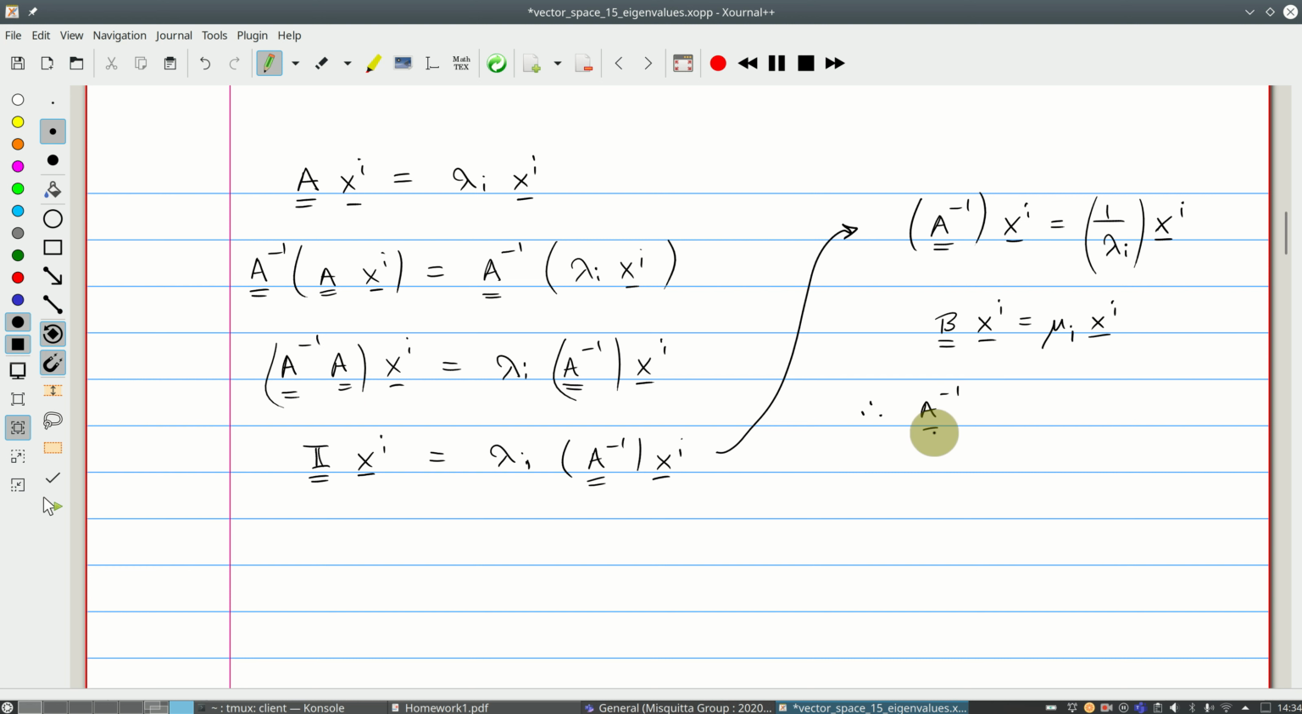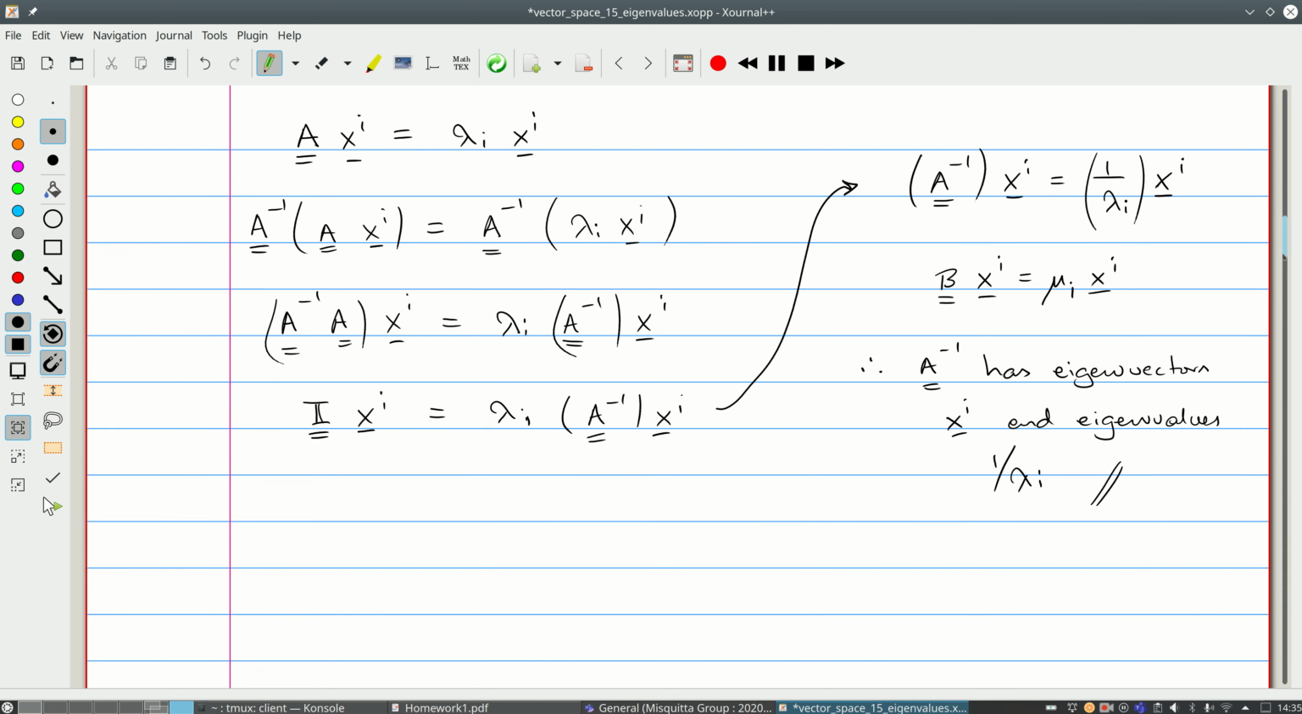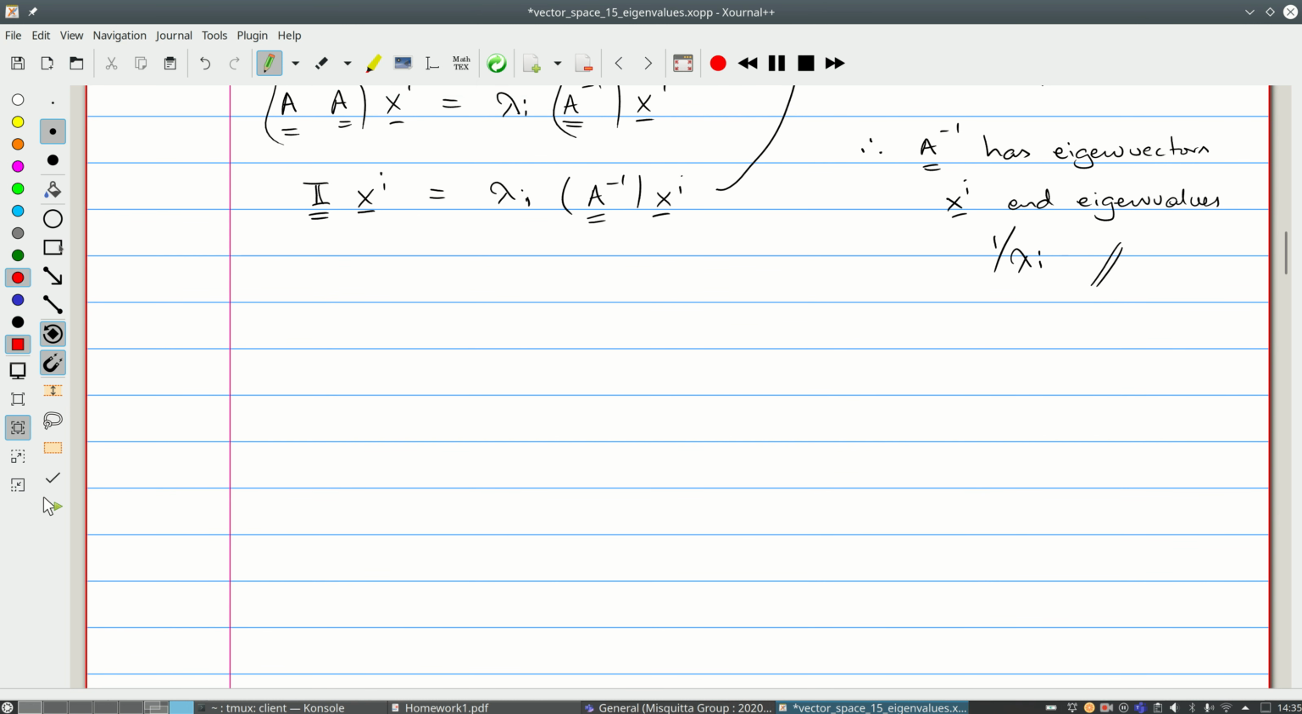A inverse has eigenvectors xi and eigenvalues one over lambda I, and we have proved the result. All right, there we are.